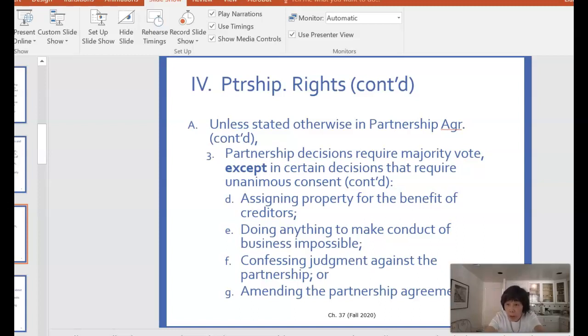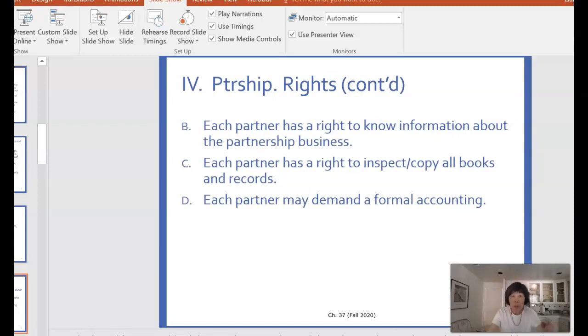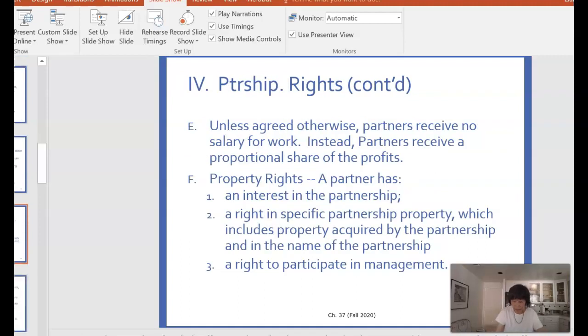We'll continue with partnership rights with the next point. Each partner has a right to know the information about the partnership business. Each partner has a right to inspect and copy all the books and records, and each partner may, on occasion, demand a formal accounting be done.